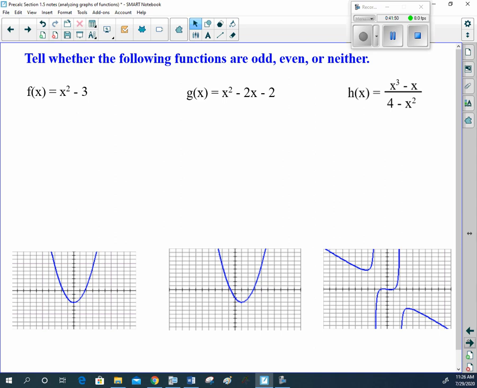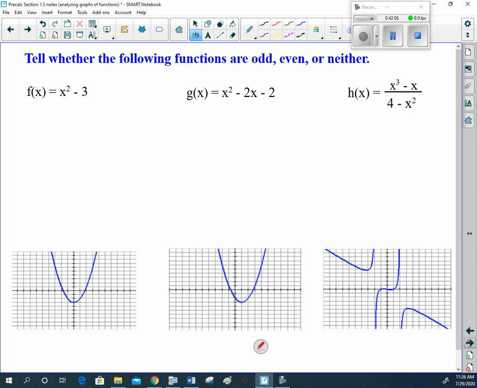All right, so we're going to try to decide if these functions are odd, even, or neither. So I've given you the pictures, so we could look at them, and then we will need to do this algebraically to make sure it matches algebraically. The fractions get a little bit tricky to do algebraically.